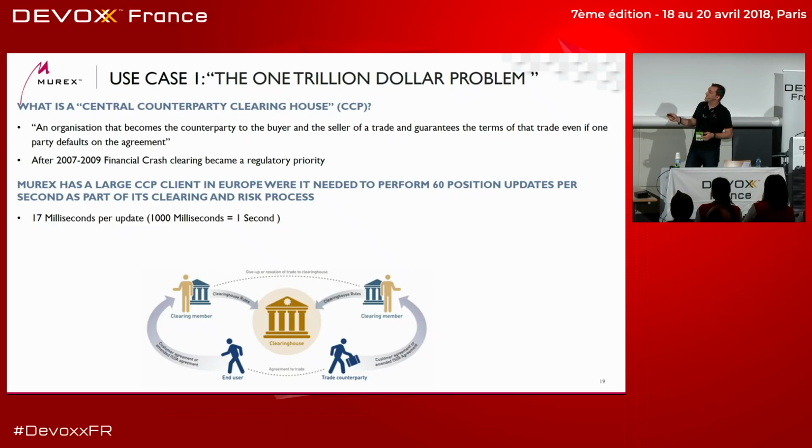They said, well, we need 60 position updates in 1 second. So that's 17 milliseconds for one trade into one piece of critical part of code inside the Murex application, which was developed in Dublin. So we said, oh, okay, let's have a look.